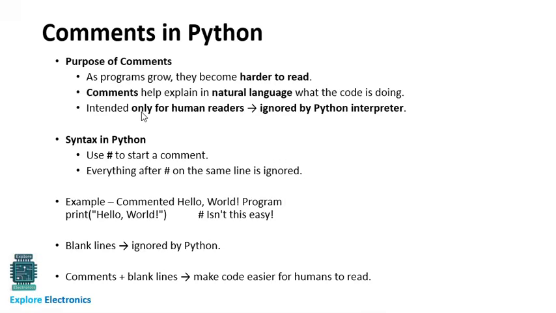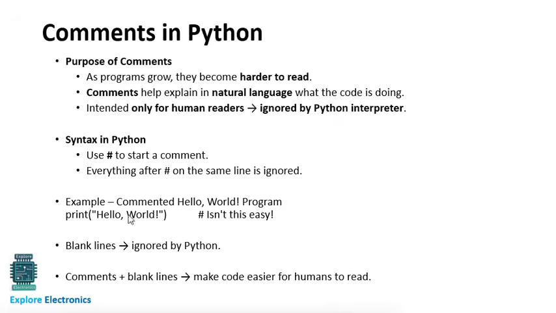Comments are intended only for human readers, ignored by the Python interpreter. Whatever is happening in the code on the left side will be written in the comment lines, which makes it easy for humans to understand what's happening in that code. That's why it is ignored by the Python interpreter.